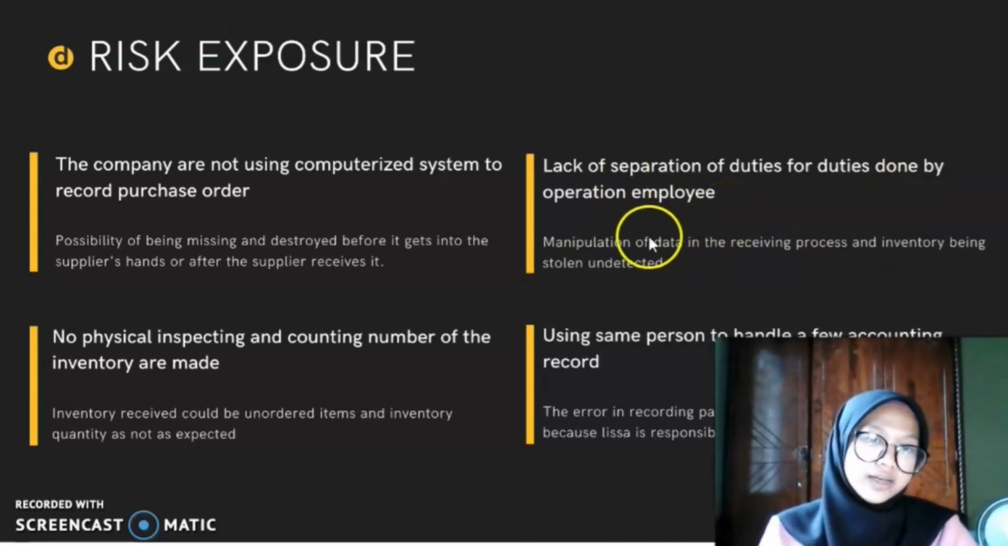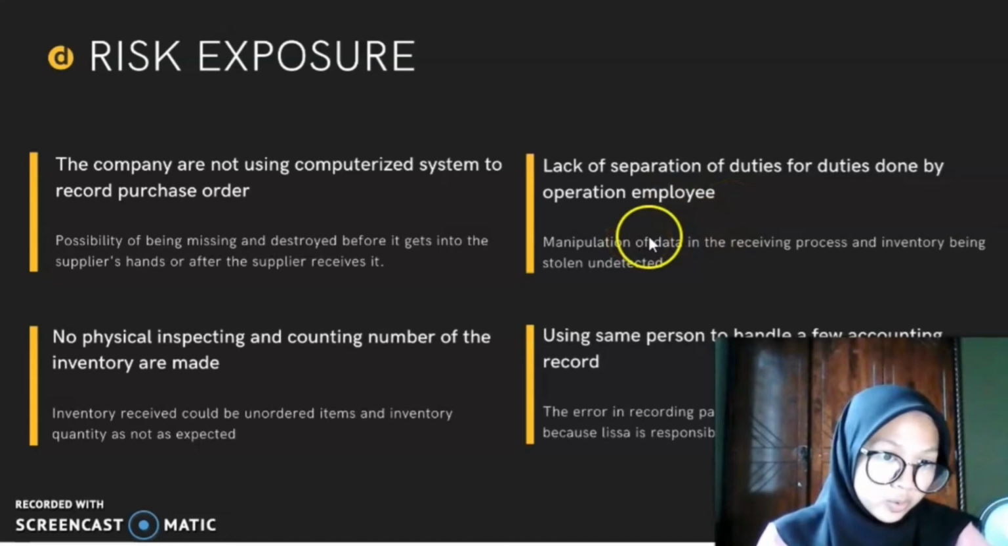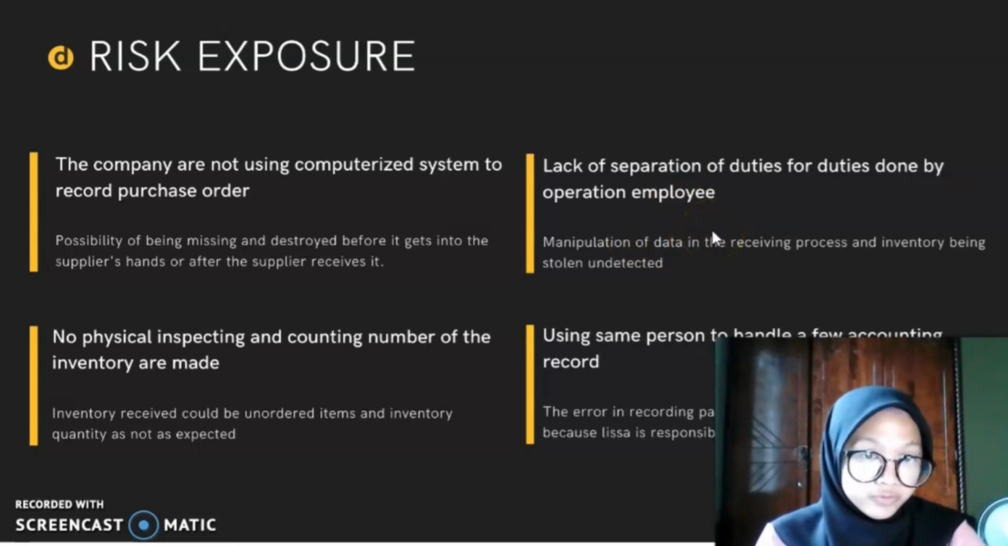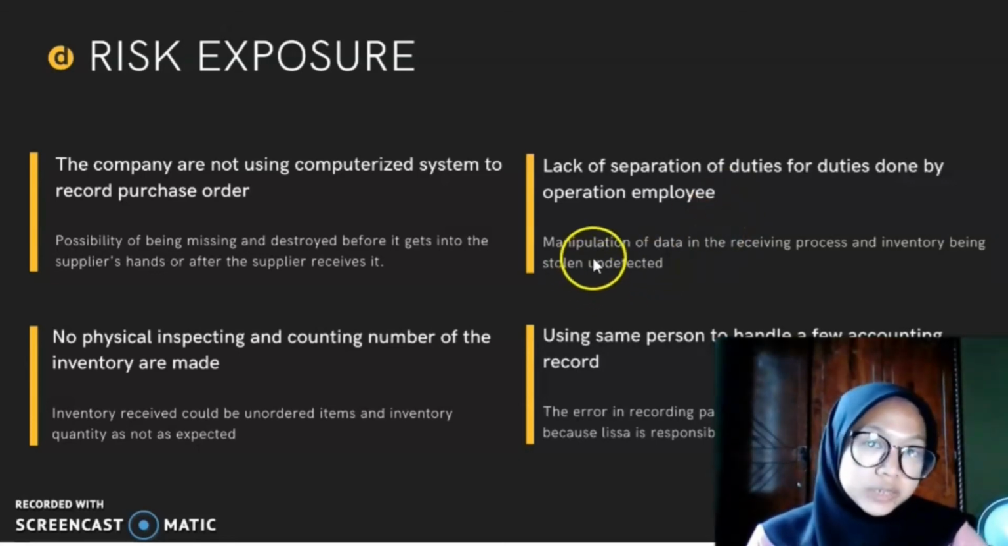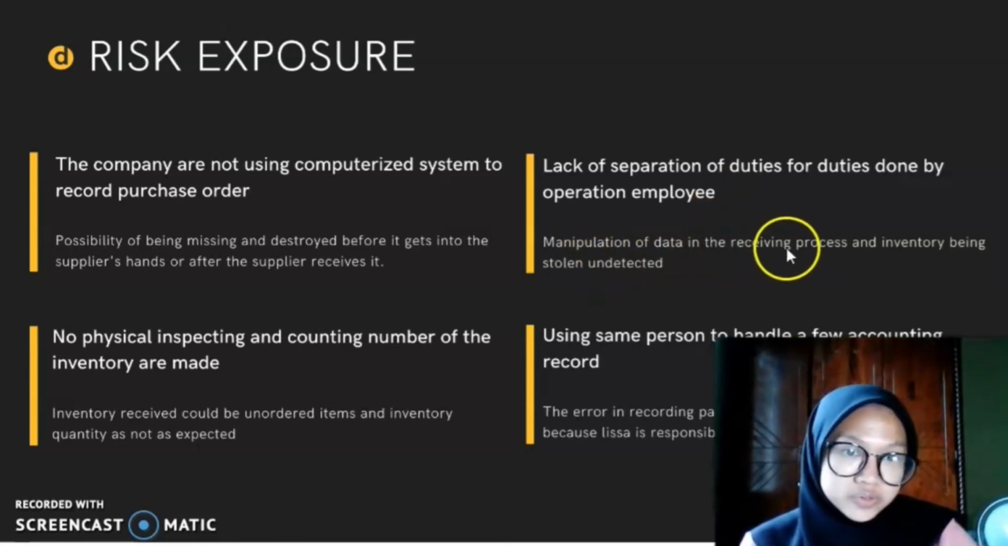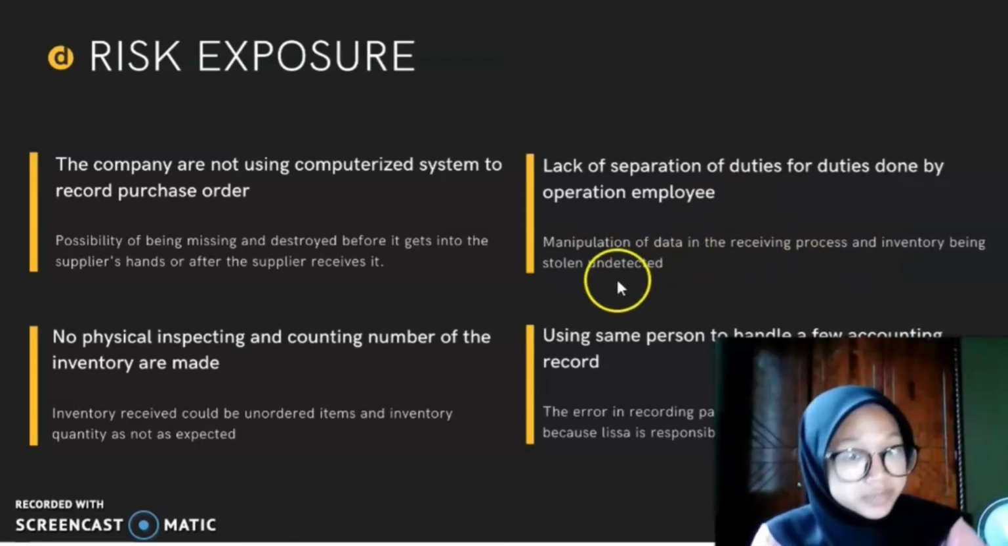Operation employees have done three functions that should be done by separate people, which are verifying the goods received note, receiving the inventory, and also having access to the records, which may result in manipulation of data in the receiving process, and inventory being stolen may go undetected.